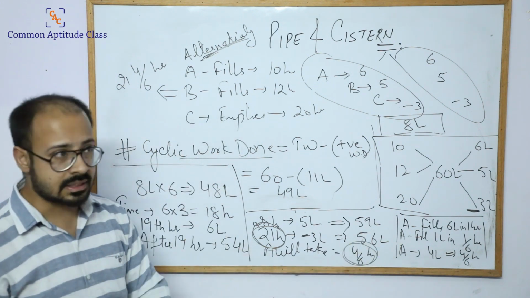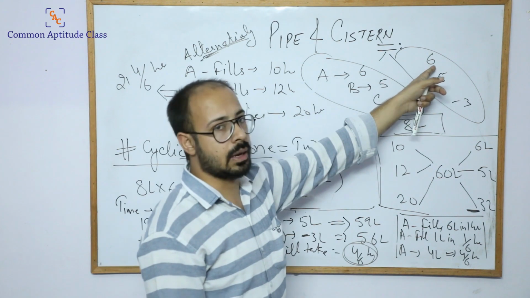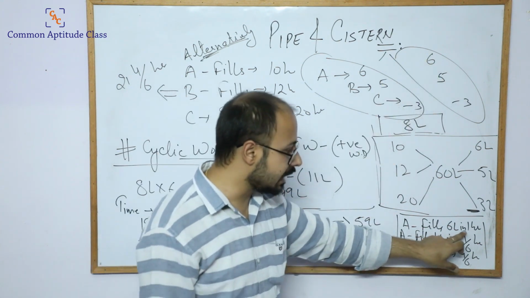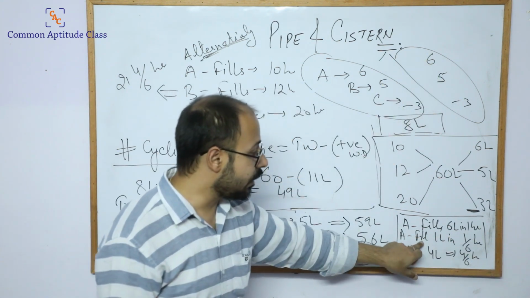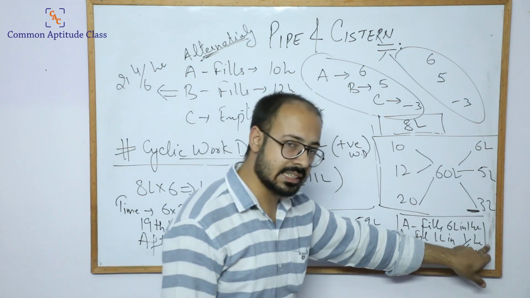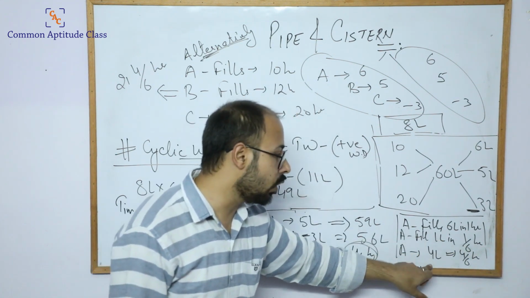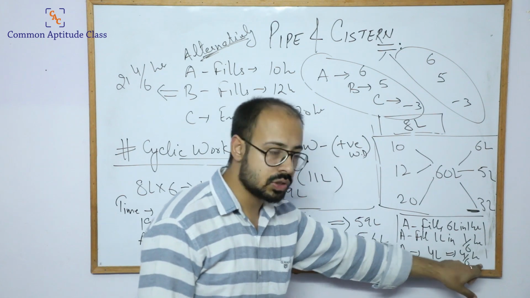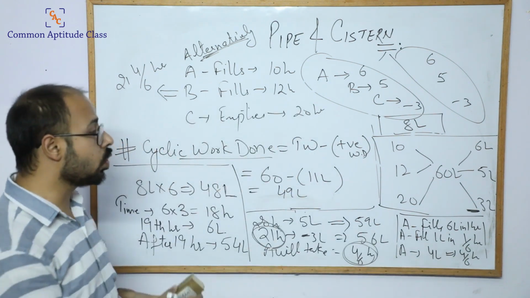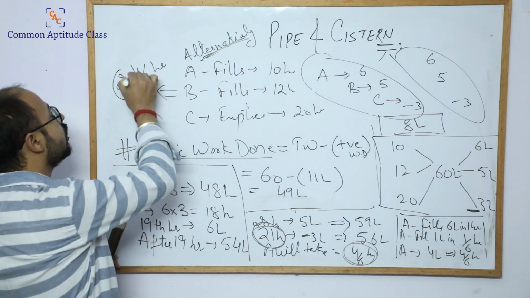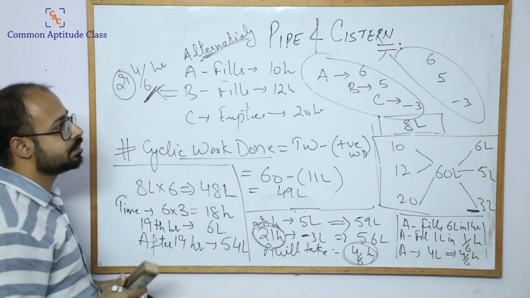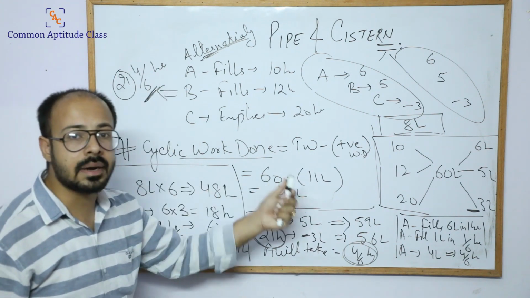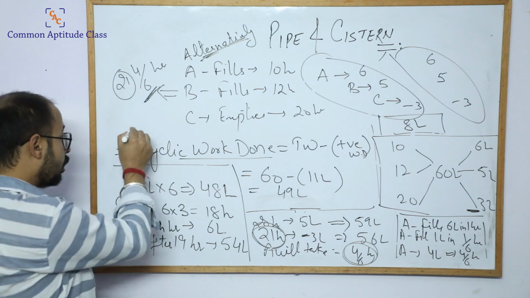Now 4 liters left. 6 liters is the filling capacity. So if A fills 6 liters in 1 hour, A fills 1 liter in 1 by 6 hour. So A fills 4 liters in 4 by 6 hours. So the total process will take 21 4 by 6 hours. Is it clear? So this is the complete process and alternate goes.